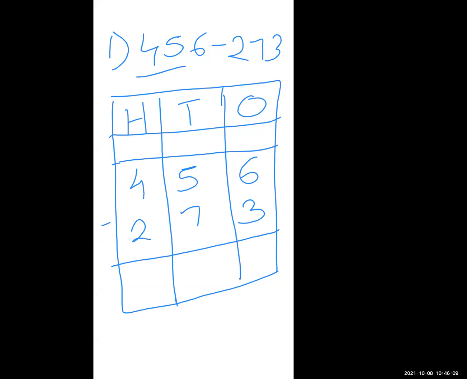So here in the ones place, what numbers are there? Can you tell me what numbers are there in the ones place? 6 minus 2. Okay, 6 minus 2 it is possible.